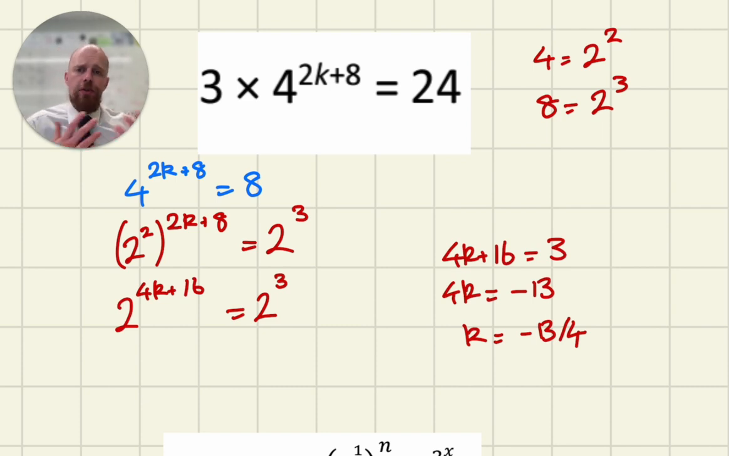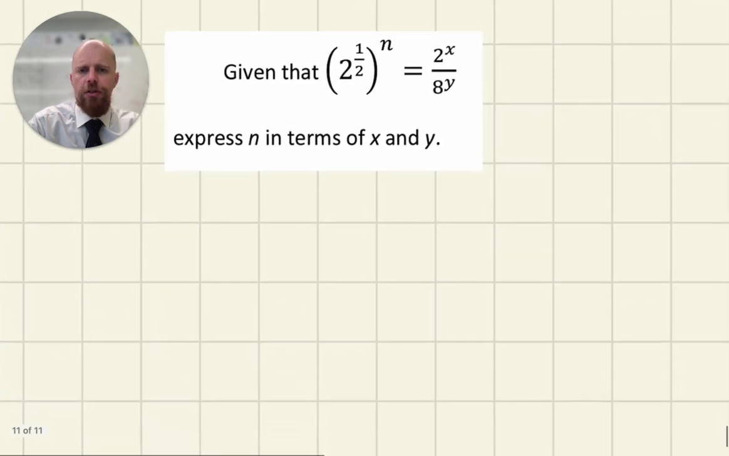And that's how you would solve that. We tried to make it an equation as much as we could. We then simplified using indices, and when the base is the same, we can then use our indices laws to go and solve it. One final question.